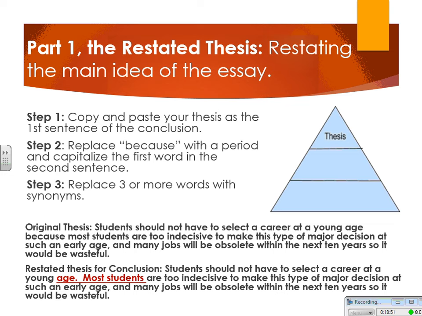It said students should not have to select a career at a young age because most students are too indecisive to make this type of major decision at such an early age. And many jobs will be obsolete within the next 10 years, so it would be wasteful. So I copied it, and I now have students should not have to select a career at a young age, period, instead of because. Continuing on, most students are too indecisive to make this type of major decision at such an early age, and many jobs will be obsolete within the next 10 years. Now, the next process again would be to replace 3 or more words, but notice how easy transitioning into that conclusion is by copying and pasting that thesis.